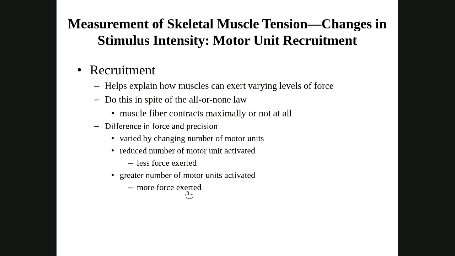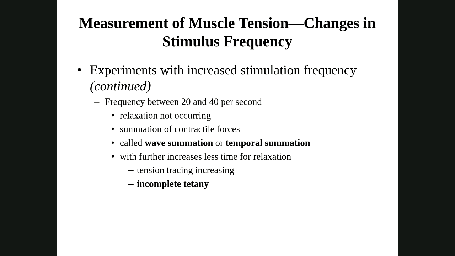The second way is what we're going to focus on, though. The second way is by summing waves. Wave summation is a process where we can build twitches and stack them on top of each other to get more powerful contractions. And the key here, what I want you to understand about wave summation, is that if we stimulate a twitch before it's finished with its relaxation phase, it will produce a more powerful contraction. It will make more tension.